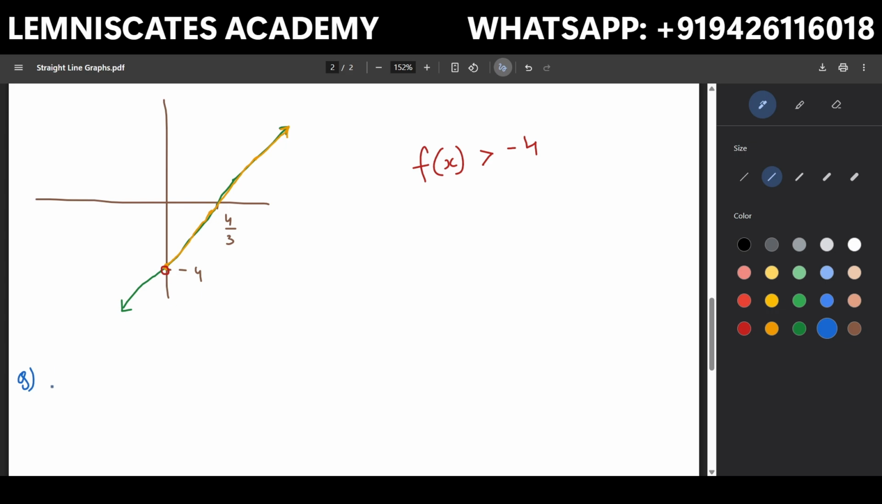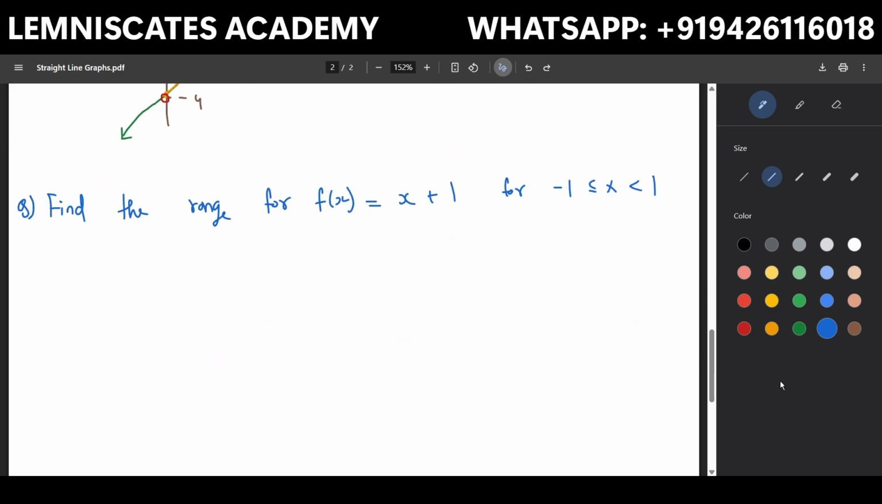Now after this, let's say I'm having, find the range for f of x equals x plus 1, for minus 1 less than or equal to x less than 1. So your x values are going to lie in between minus 1 and 1, such that minus 1 is included in the domain and positive 1 is not included. In that case, let me draw the graph. As you can see, it becomes very easy once you have a graph in front of you. That is why graph is my favorite way.